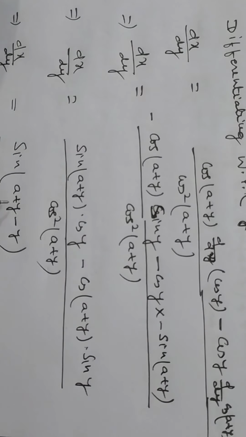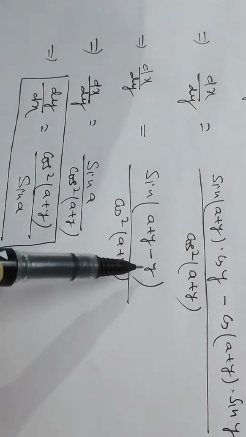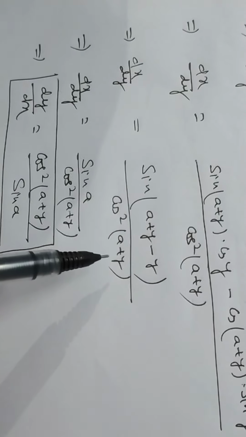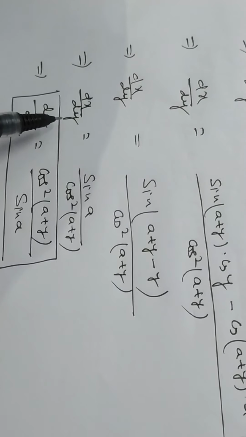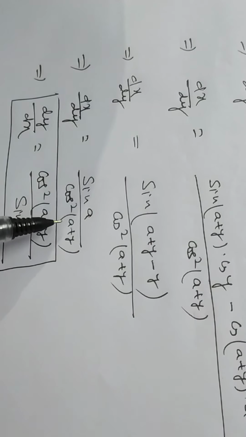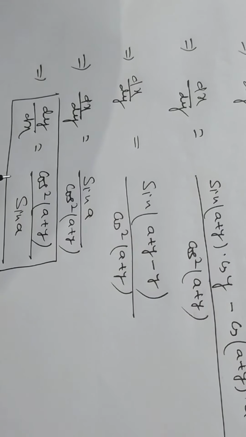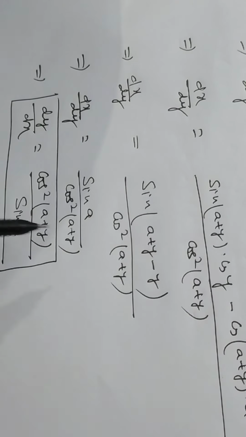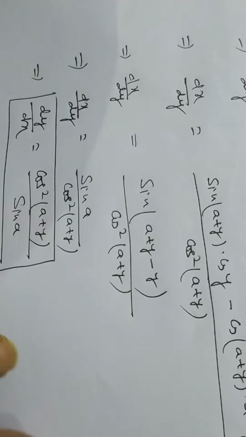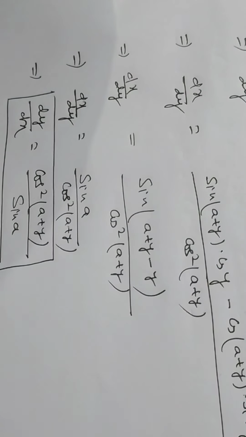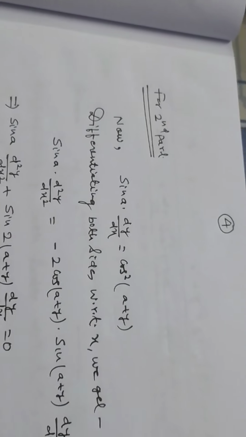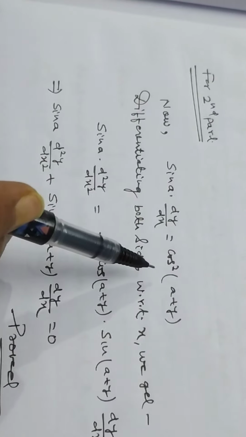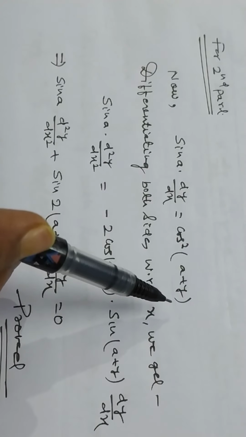So it will be sin((a + y) minus y) divided by cos²(a + y). So dx/dy equals sin a over cos²(a + y). So dy/dx equals cos²(a + y) divided by sin a. This problem is very important for the purpose of examination, and you must do this problem in this way also.